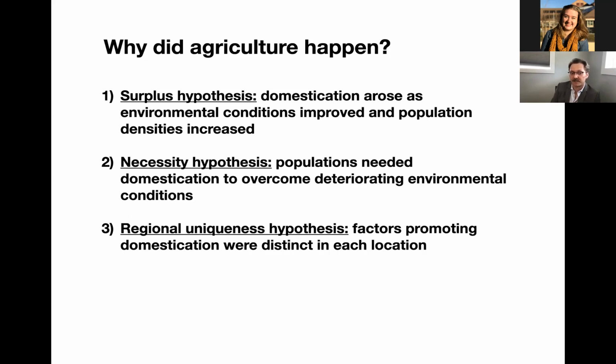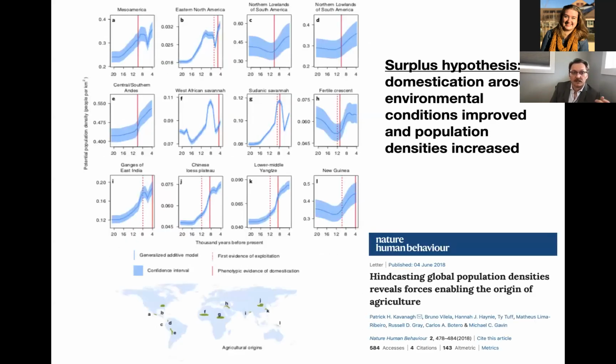And then the third one is the regional uniqueness hypothesis, which is just that all of those 27 independent origins all have different stories behind them. There's no unifying story that can be told to join those. So we used global climate hindcasting to try to answer this question.